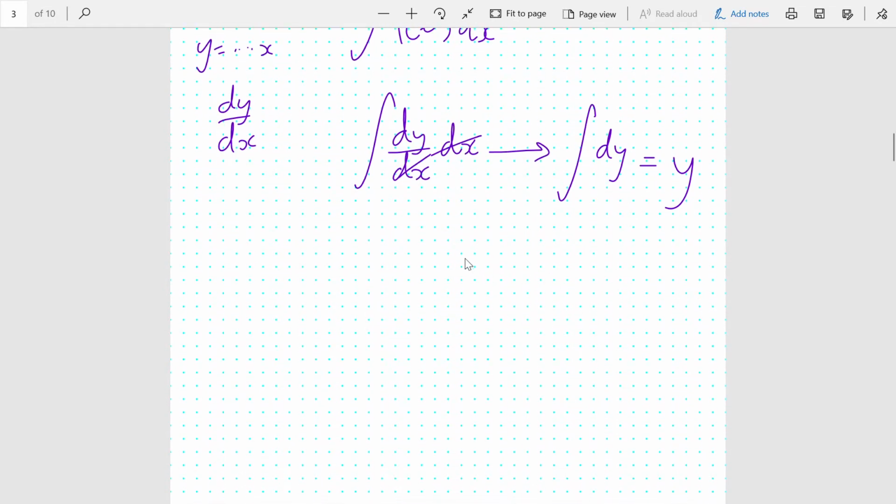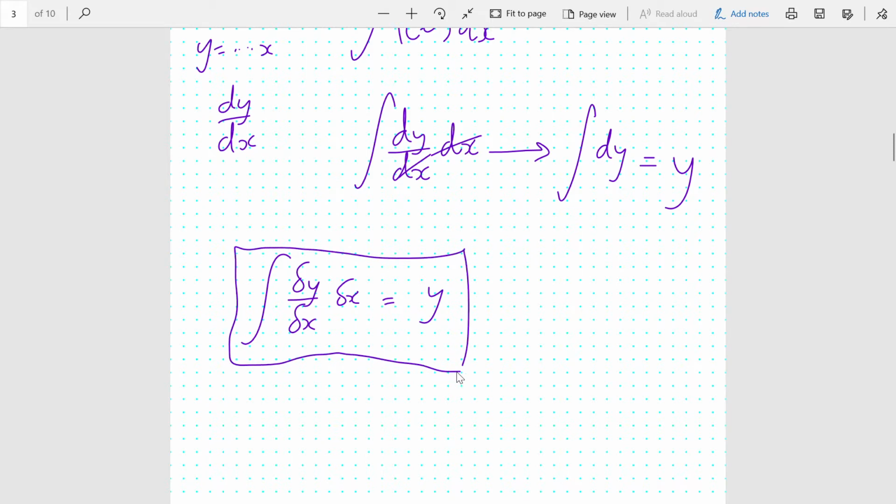And the property of being able to differentiate and integrate a certain expression in different directions is called the fundamental theorem of calculus. Basically, the fact that the integral of dy over dx with respect to x is y. This is what calculus is based off.